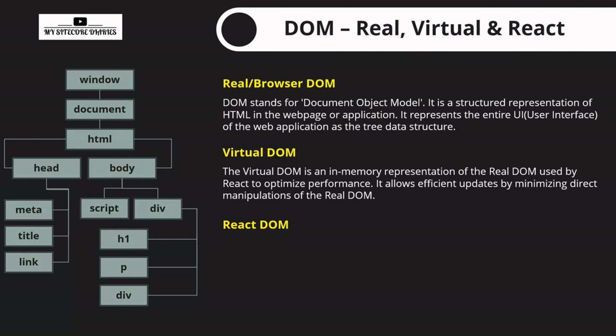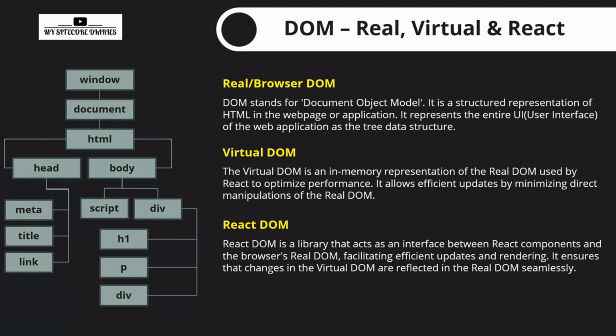And lastly, we have the React DOM. React DOM is a library that acts as an interface between React components and the browser's real DOM. So it facilitates efficient updates and rendering. React DOM ensures that changes in the virtual DOM are seamlessly reflected in the real DOM, providing a robust and efficient way to manage UI updates in the React application.